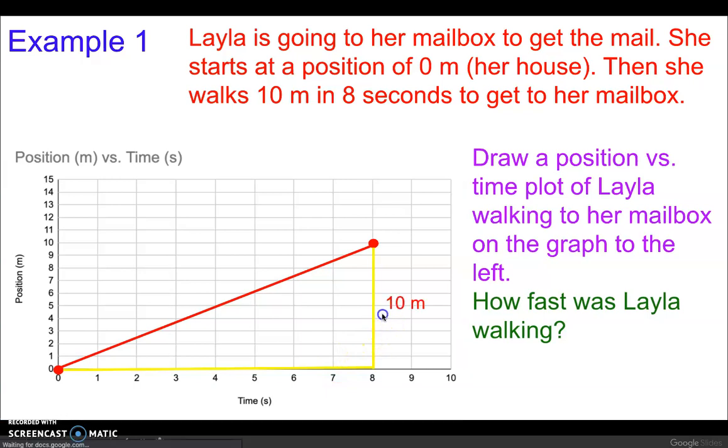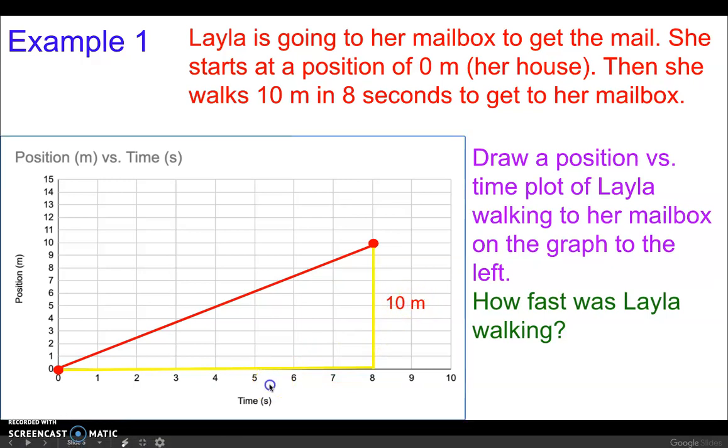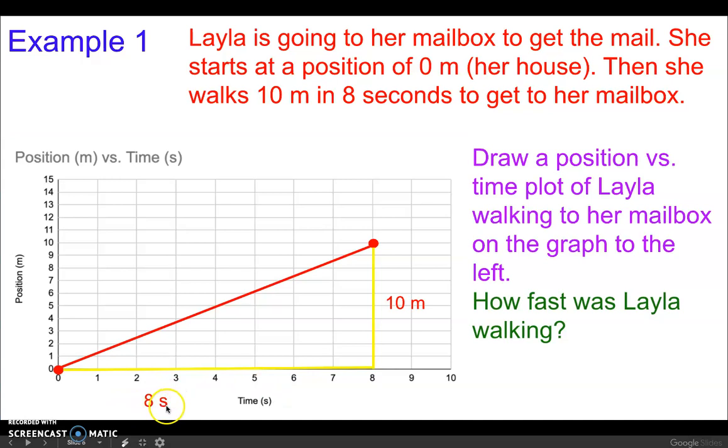Okay, so her rise is 10 meters, her run is 8 seconds. And so then to calculate the slope, we're going to take 10 meters over 8 seconds. That's 1.25 meters per second. And so then Layla was walking 1.25 meters per second.